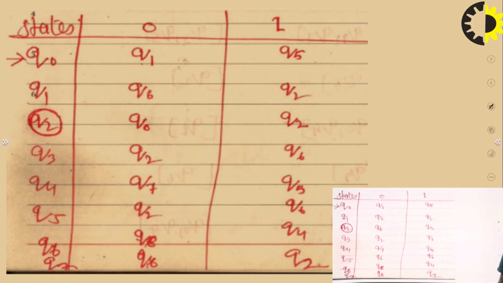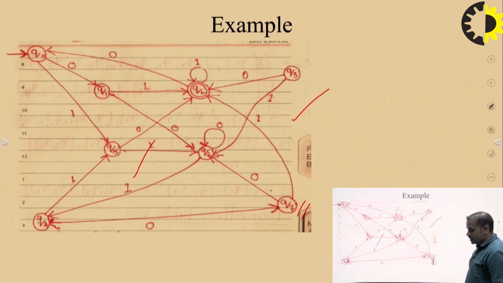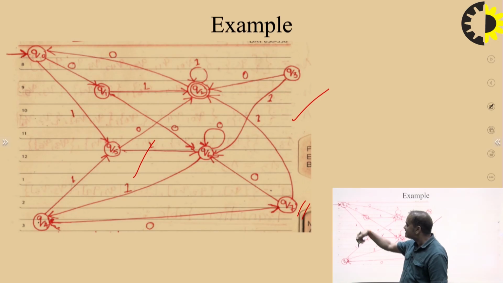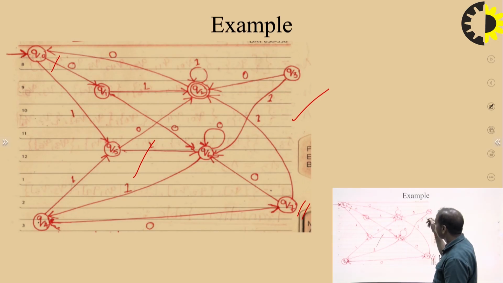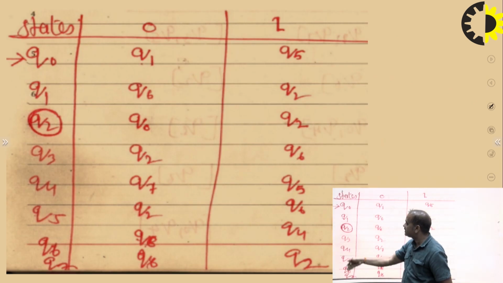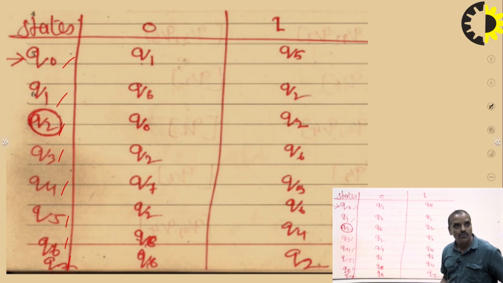Now we draw the table. How do we draw it? Consider this machine and count the number of states. There are 8 states: Q0, Q1, Q2, Q3, Q4, Q5, Q6 and Q7. In the first column, we write all the states Q0 to Q7. Now, check for 0 and 1.